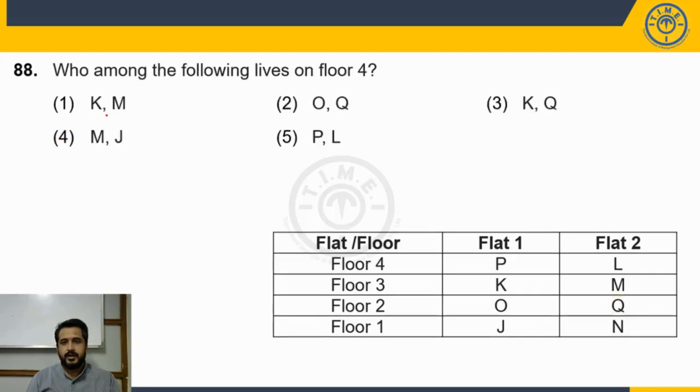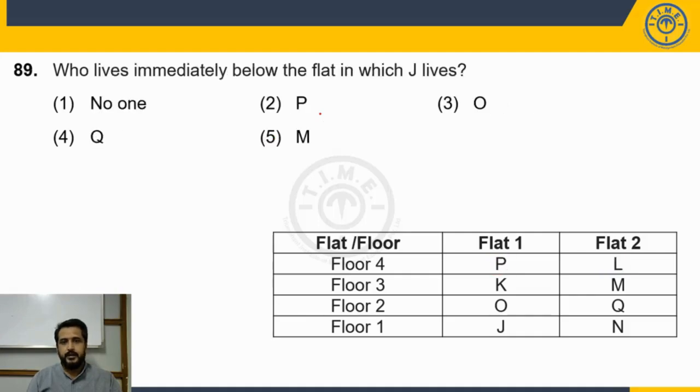Who among the following lives on floor 4? On floor 4, either P or L lives. P, choice 5. P and L. Who lives immediately below the flat? They are asking in terms of flat. In which J lives? Immediately below J. No one. Because J itself lives on floor 1. So no one. Next.